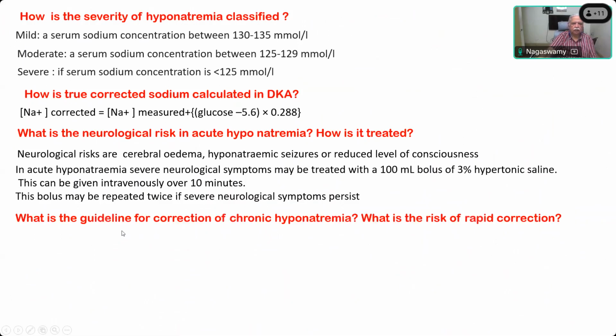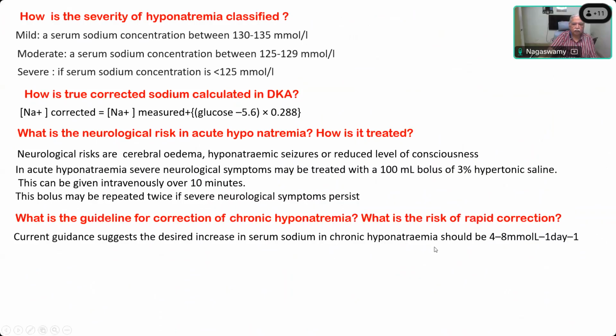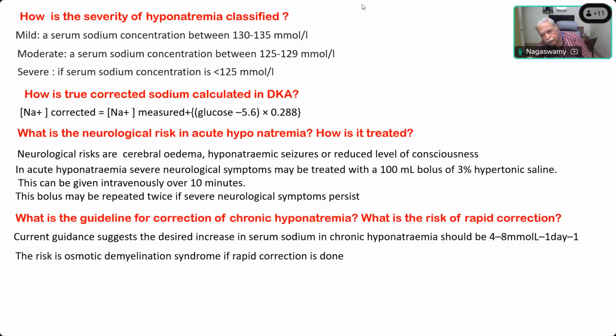What is the guideline for correction of chronic hyponatremia? What is the risk of rapid correction in such cases? It should be corrected with 10 to 15 milliequivalents every 24 hours. Rapid correction can cause central pontine demyelinosis. Okay, but the answer is chronic should be 4 to 8 millimole per day, not 10 to 15 milliequivalents. And the risk is osmotic demyelination if it is rapidly corrected. Yes, very good.